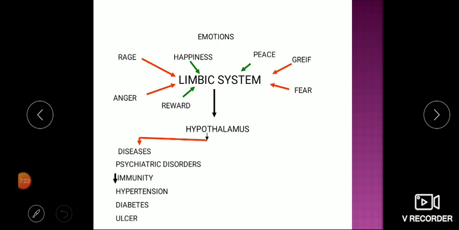On the contrary, the limbic system has positive emotions like reward, happiness, peace, and pleasure. If you stimulate them by behavioral change or counseling, this will lead to health and mental well-being. So the limbic system has these different emotions. Now it is up to us which should dominate in our human body.